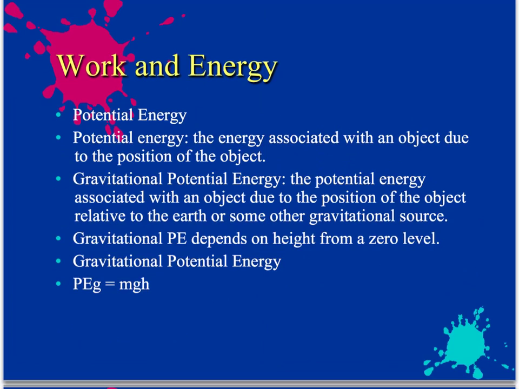So the formula for gravitational potential energy is mass times gravity times height. We'll give you this, and again, what's the unit for potential energy? Just like all energies, it's in joules.